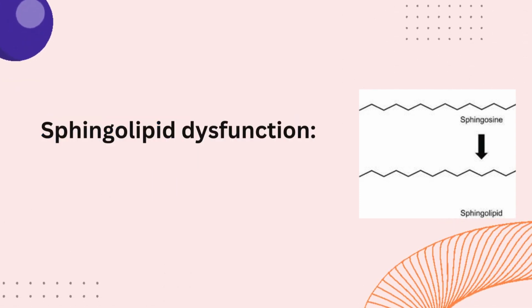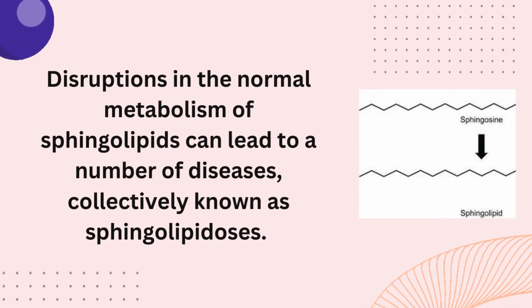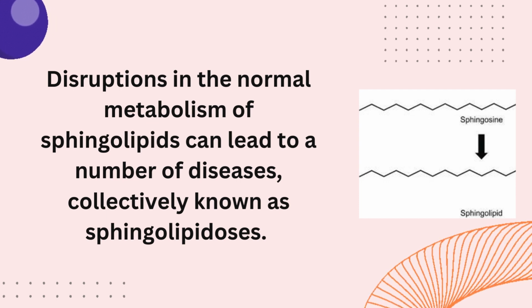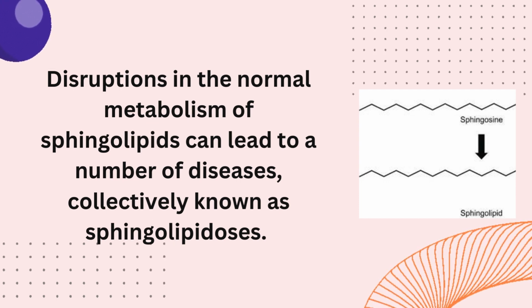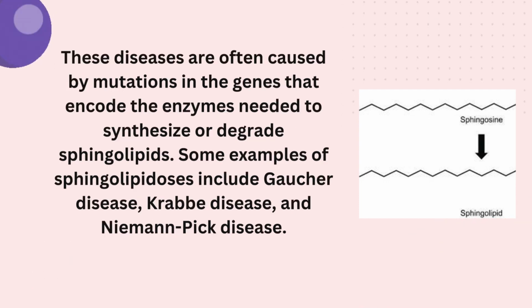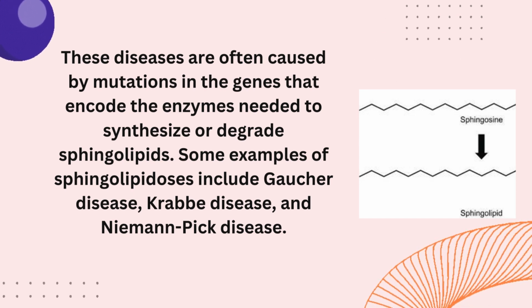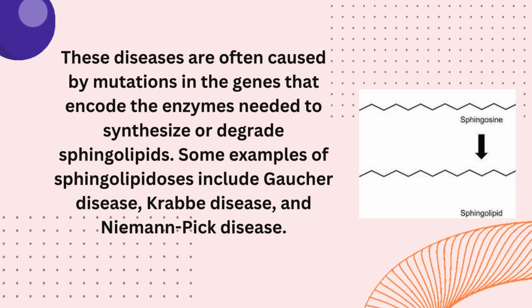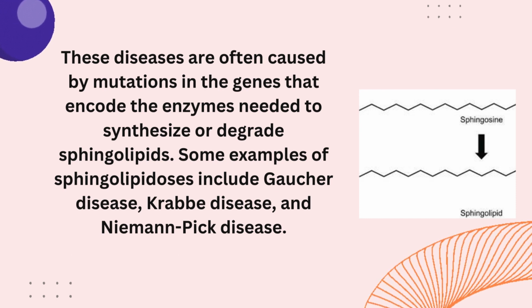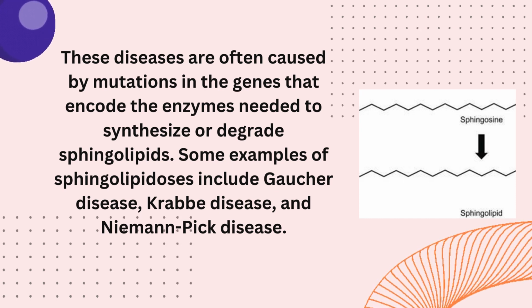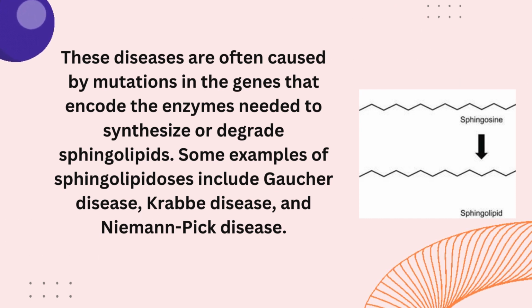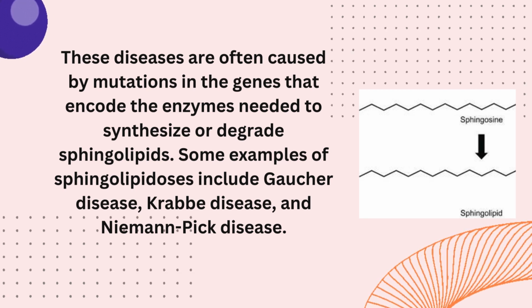Sphingolipid dysfunction. Disruptions in the normal metabolism of sphingolipids can lead to a number of diseases, collectively known as sphingolipidoses. These diseases are often caused by mutations in the genes that encode the enzymes needed to synthesize or degrade sphingolipids. Some examples of sphingolipidoses include Gaucher disease, Krabbe disease, and Niemann-Pick disease.